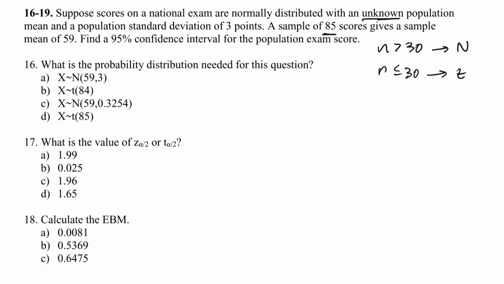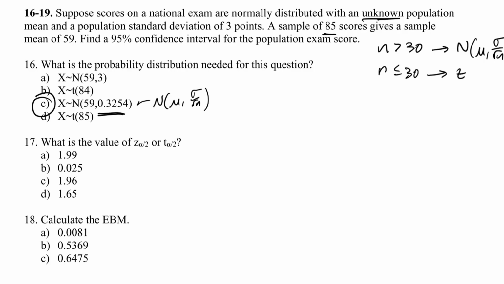Now, which normal curve do I use? We're actually going to follow a normal curve with mean mu and standard deviation sigma over root n. So when I calculate 3 divided by the square root of 85, I get this number here, part C. This is mu and sigma over root n.